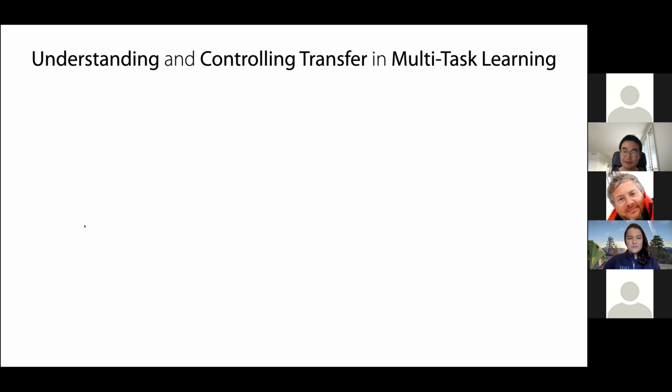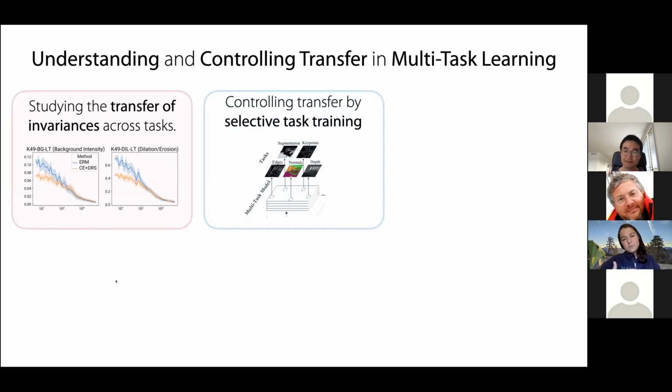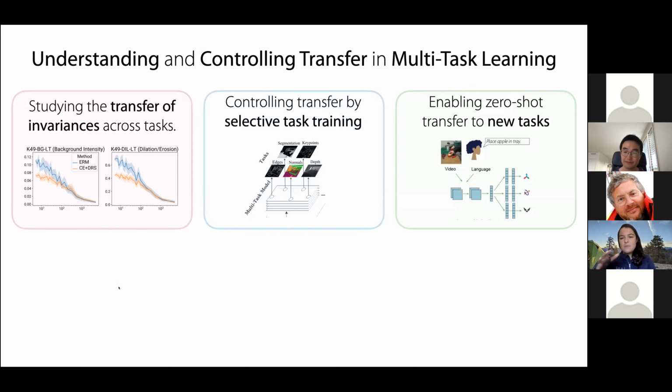In particular, I'll have three parts. First, we'll look at the transfer of invariance across tasks and see how we can control the transfer of invariances through different mechanisms. Then I'll talk about whether we can control transfer instead by selecting which tasks we train together. And lastly, I'll talk about how we might move towards zero-shot generalization to new tasks. All of this will be around this central theme of trying to understand and control transfer in multitask learning.